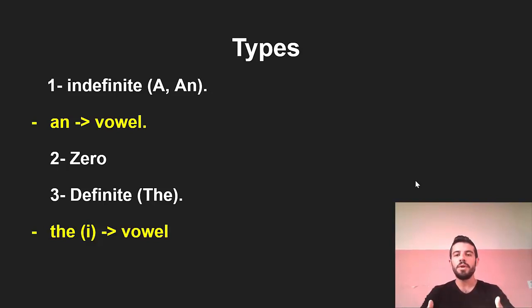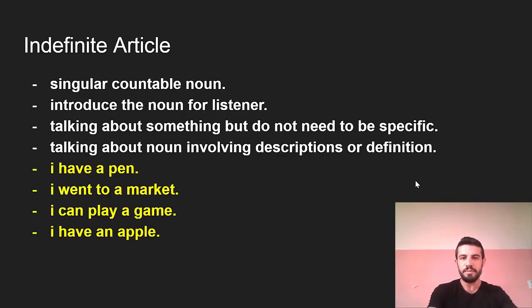Also zero, which means without an article. Here there are some nouns where you don't need to use an article. And the third type is definite, which is just the, or the. Also the, like an, is pronounced differently if the noun starts or begins with a vowel, like i or e or o, and so on. So here we have three types: indefinite, zero, and definite.